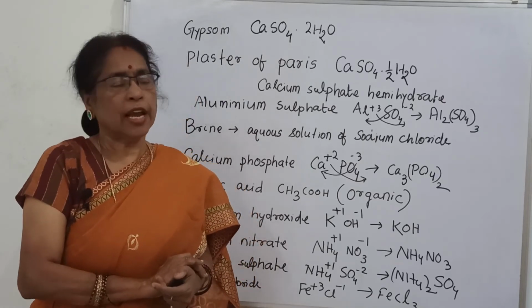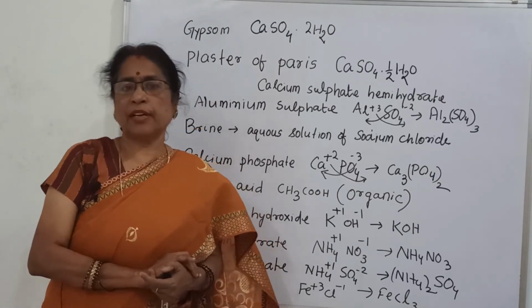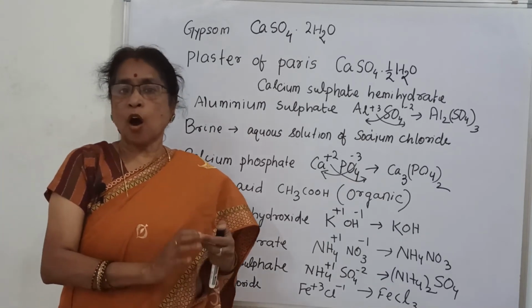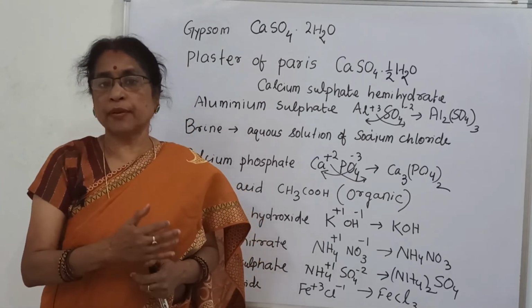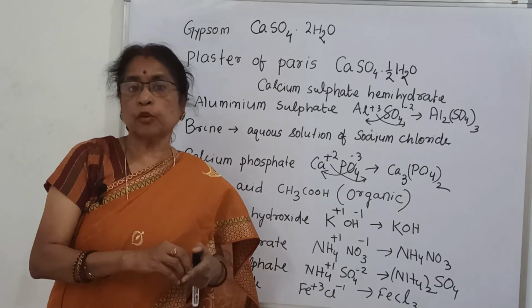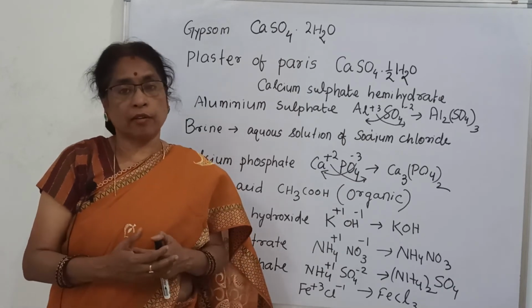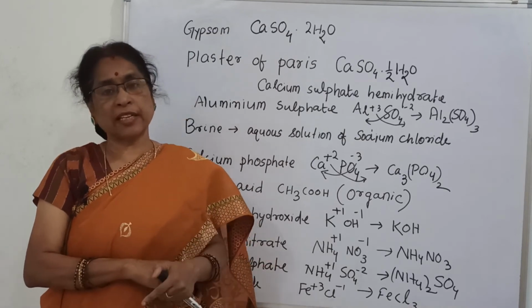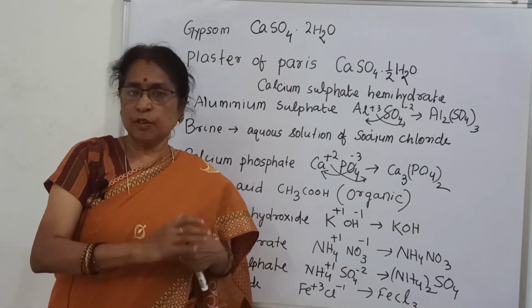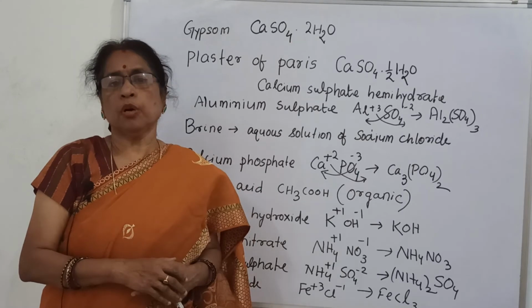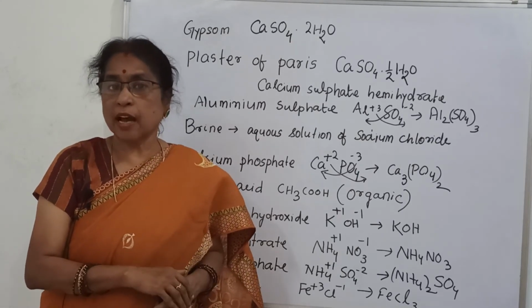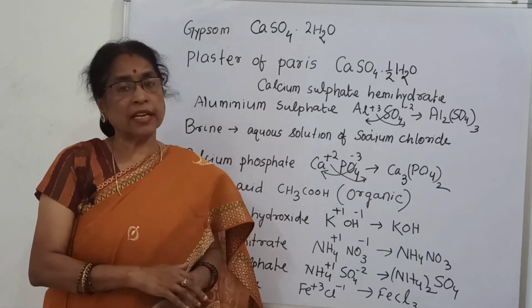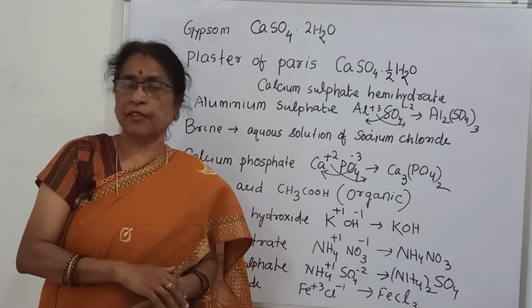I hope almost all compounds, the formulas of the compounds, are clear for the chapter acids, bases and salts, and also from part 1 to part 11 I have explained how you can write the formula of different compounds according to cation and anion. Cations are 3 types: monovalent cation, divalent cation, trivalent cation. Similarly, anions also are of 3 types: monovalent anion, divalent anion, then trivalent anion.